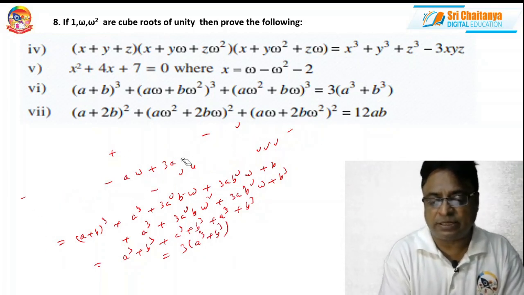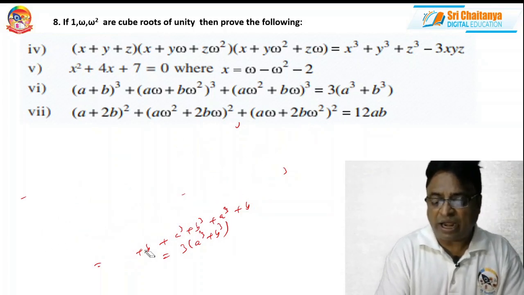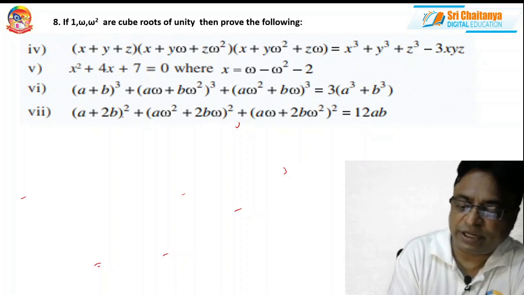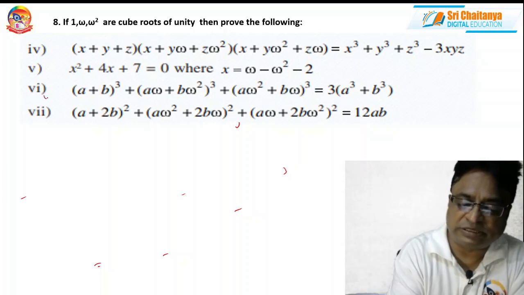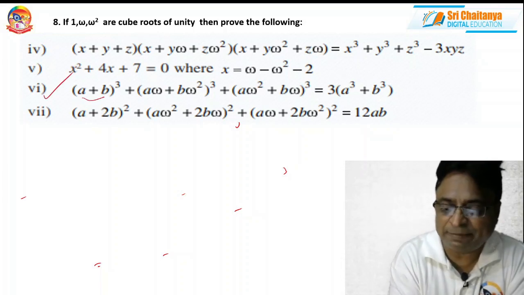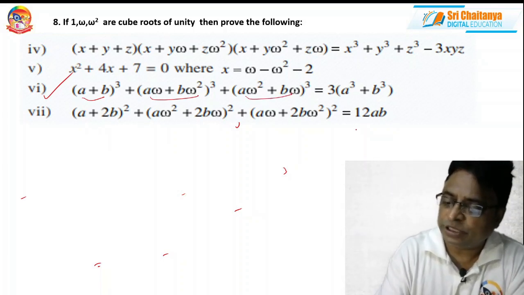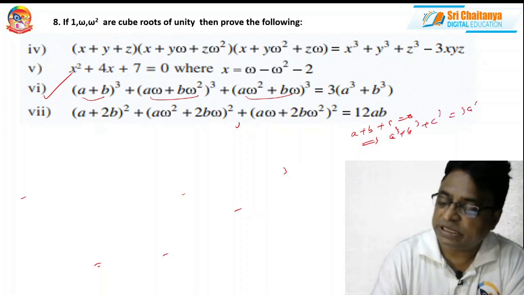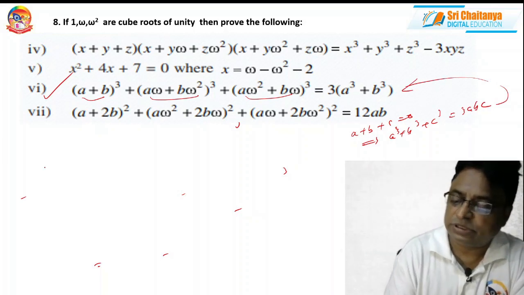See, just like the sixth problem, the seventh problem is like this. I think you can also solve the sixth problem in another way, because if a plus b plus c is equal to 0, then a cube plus b cube plus c cube is equal to 3abc. Suppose you add a plus b, a omega plus b omega square, and a omega square plus b omega, that is 0. We know that if a plus b plus c equal to 0, then a cube plus b cube plus c cube is equal to 3abc. You can also apply this for solving this problem. That is another strategy. Now coming to seventh problem.